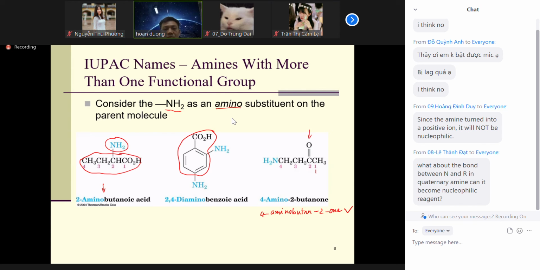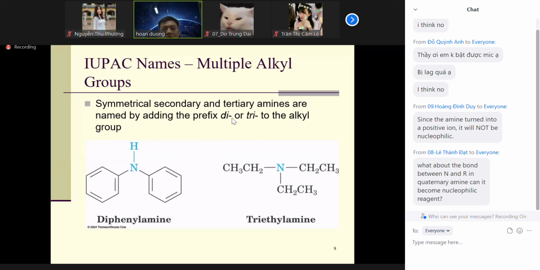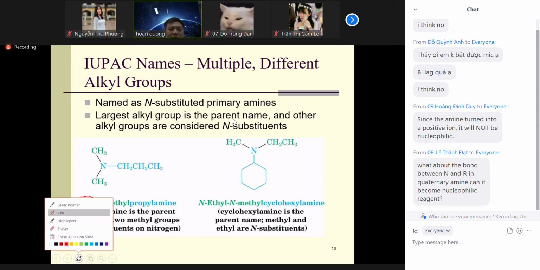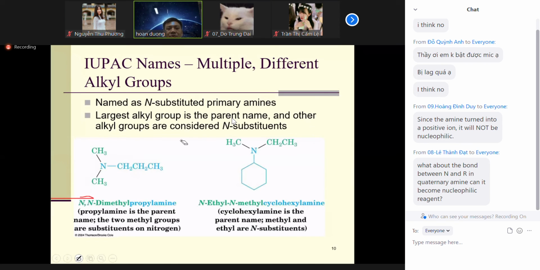All right, now we have more. We have prefixes for more substituents. If they have the same group, no problem. We have diphenylamine and triethylamine, no problem, right? But now if you have different groups or different substituents, we have a problem with this, right? With the nitrogen, normally they put N where the substituent bonds on the nitrogen. If you do not put N, we don't know which atom on the structure the dimethyl is attached to.